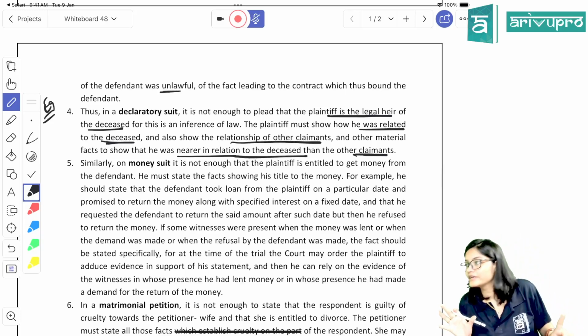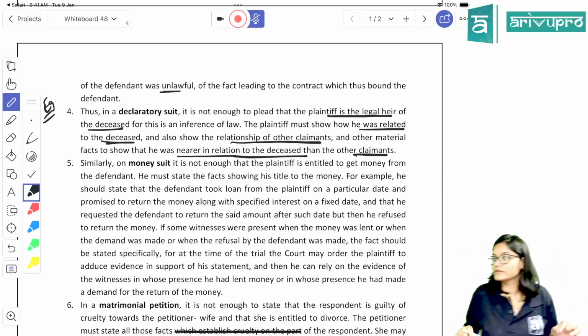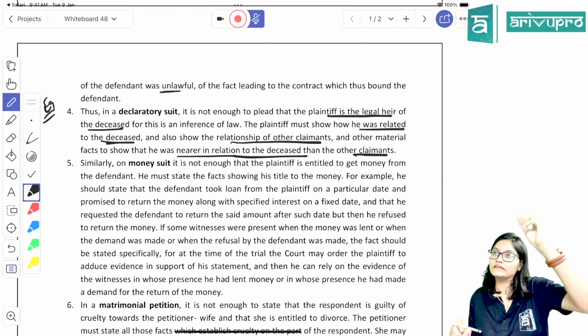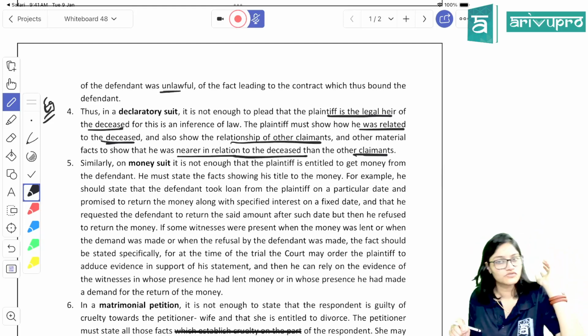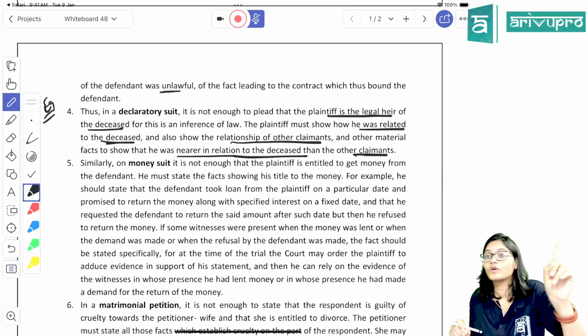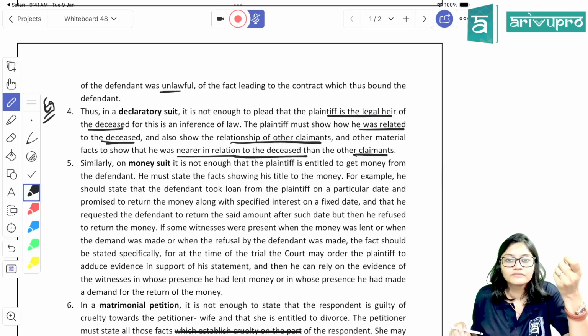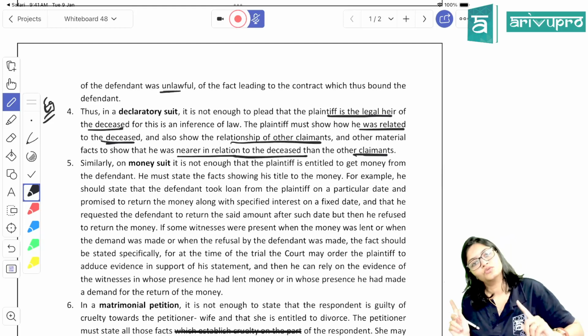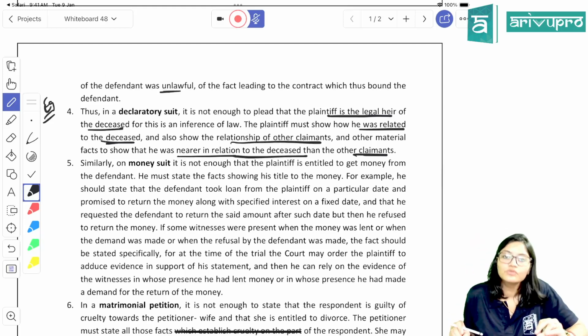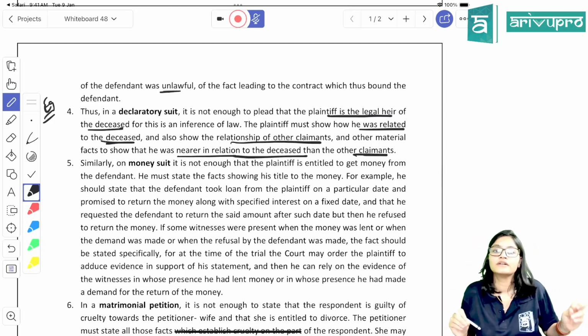Fine. In a declaratory suit, you will not explain that, see, I am the only legal heir of this father, I only should get his ancestral property. No. Because why? Here you are inferring the law. You are interpreting the law, which you don't have to do. The court will decide. What you just have to do is mention the facts. What is the fact?